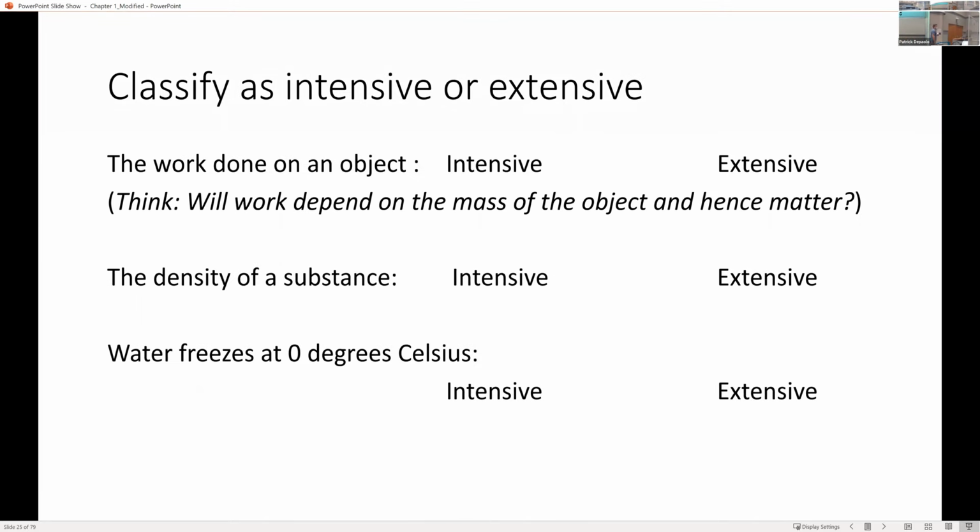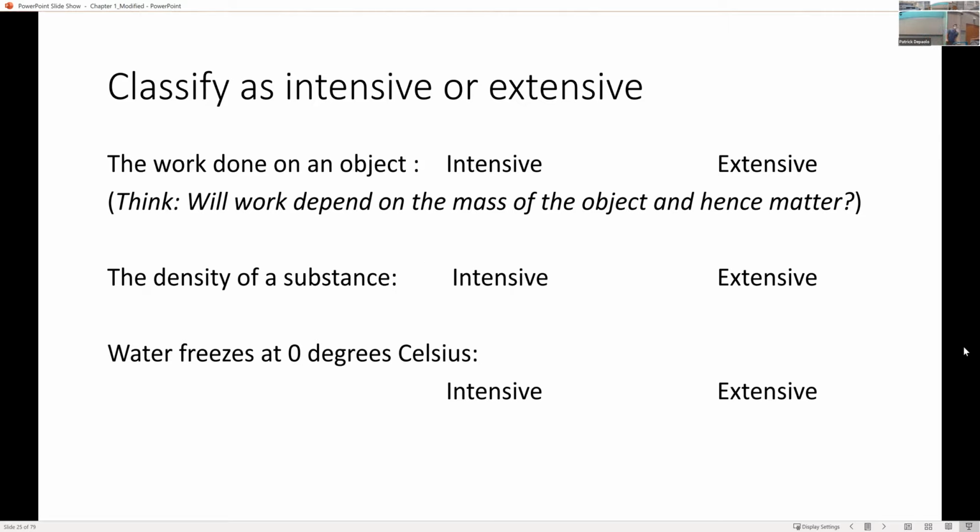So the work done on an object. What work is, we kind of skipped that slide. Work is the force that you put on something over a distance. So do you think the work will depend on the amount of stuff you have? Yeah, I think so, right? Because if you break it down by equations, a lot of you guys are engineering, math thinkers. So work equals the force times the distance. Force is mass times the acceleration. So the whole thing depends on mass. So yes, that will be an extensive property.